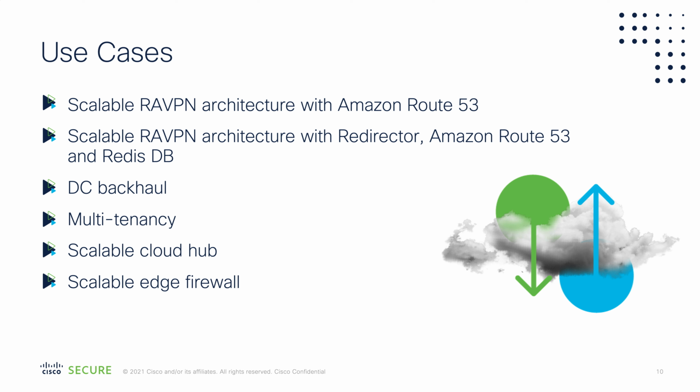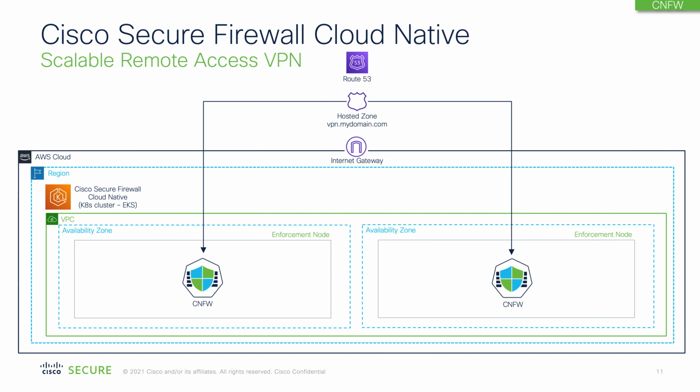The other use case is scalable edge firewall as well. I've seen customers putting firewalls at the edge in the cloud to meet their compliance requirements for NATing and access control policy. So we position this device for that purpose as well. Now let's start with a simple architecture where we talk about scalable remote access VPN using Route 53.